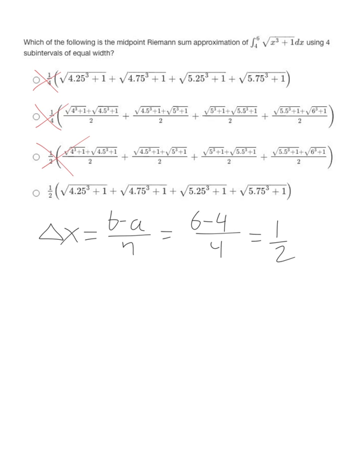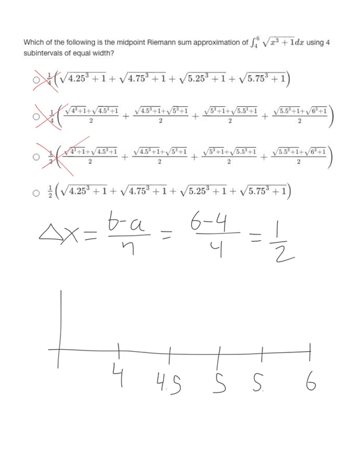But because this is a review, let's think about it a little more in depth, how I would usually do this with a midpoint. Whatever my graph looks like, I'm not actually concerned about that. I'm just concerned with what numbers I'm going to be plugging in. So here's 4, here's 6. And if I cut that into 4 subintervals, here's 5, here's 4.5, 5.5.